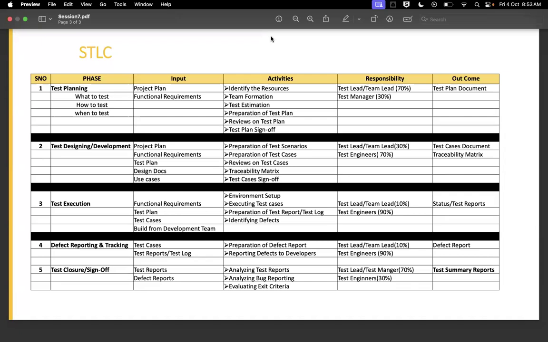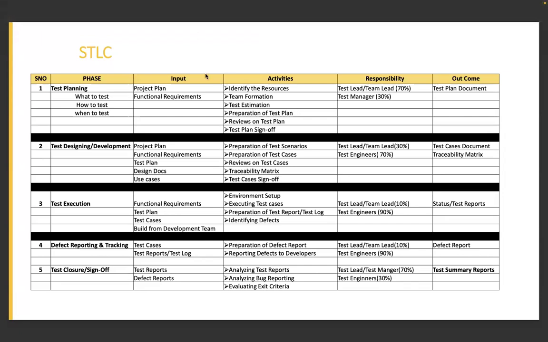Okay, any questions on test planning, guys? Anyone? Because here obviously we don't have the content of what is part of your test plan. Okay, so that is in the next session. But yes, these are the activities which are involved in the test planning phase.